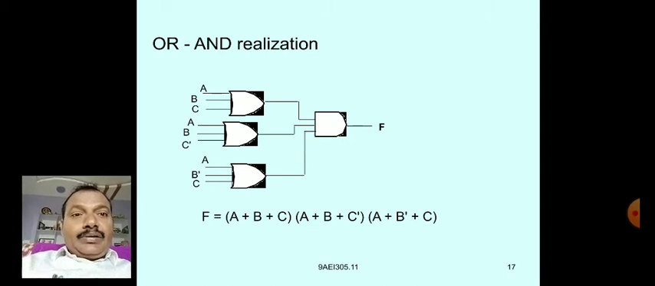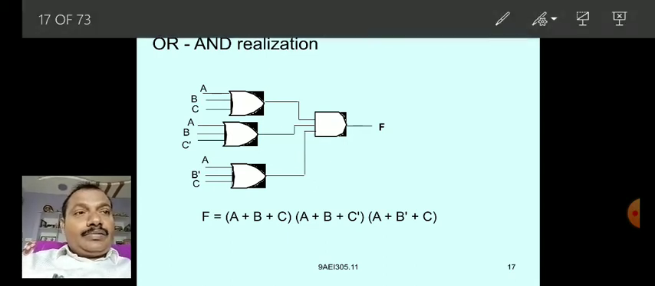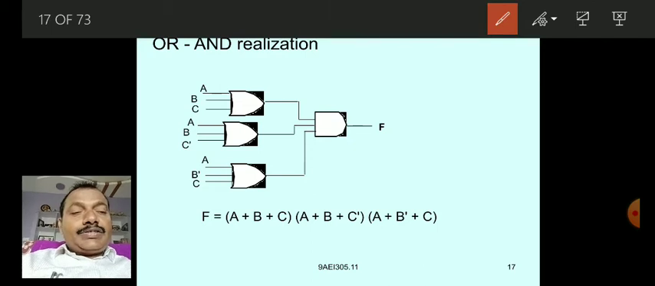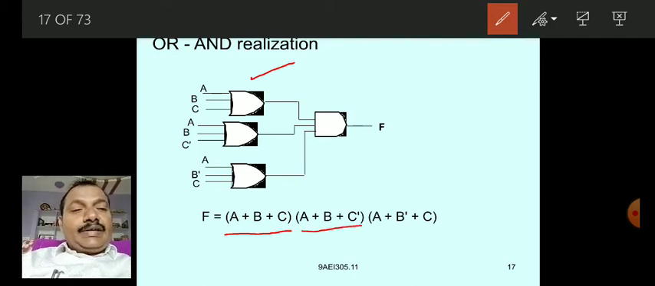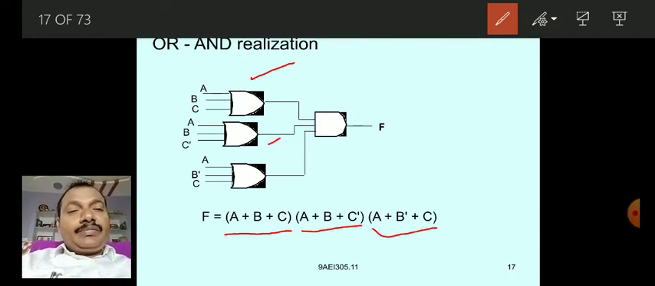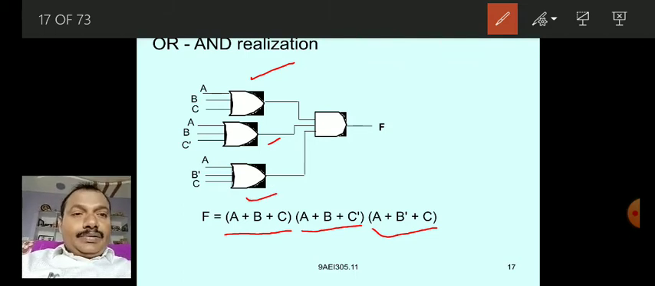You see, this is the first one, OR gate, a plus b plus c. For the second expression, next OR gate. For the third term, max term, third OR gate, like this. So finally, these are the OR level.